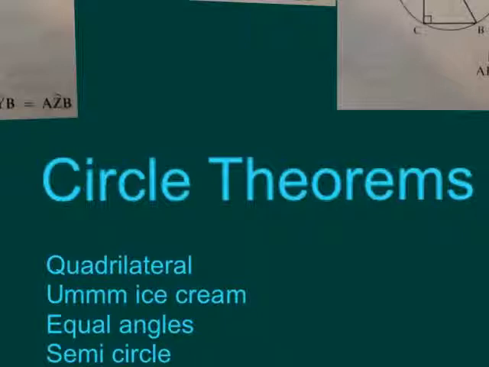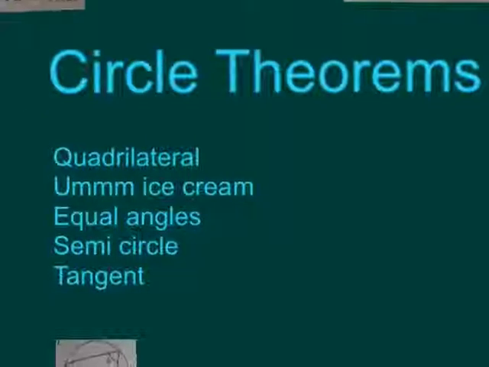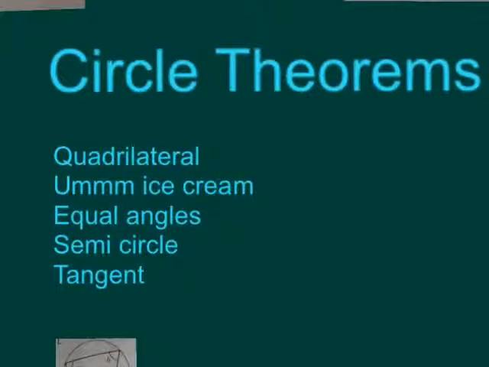Right, so first of all, I've just got circle theorems here. And I just realised I've got a little pointer I can point with, so it says circle theorems. I've tried to come up with a way of helping remember some of those circle theorems, and I thought if we could try and remember the acronym QUEST, Q-U-E-S-T, and that stands for quadrilateral, ice cream, equal angles, semicircle, and tangent.